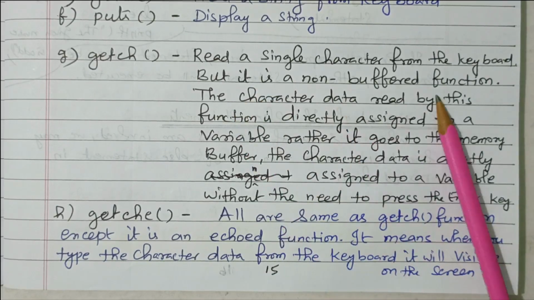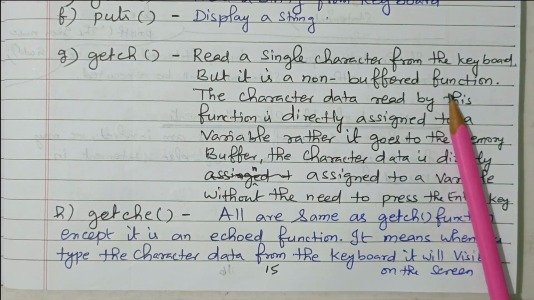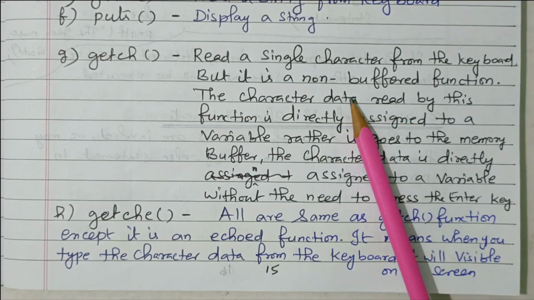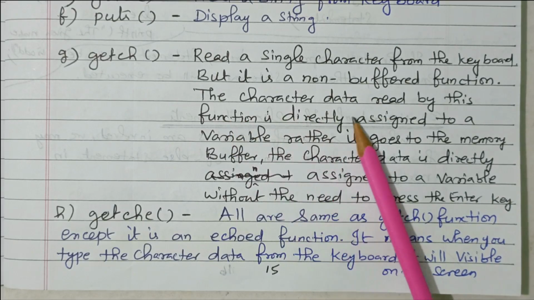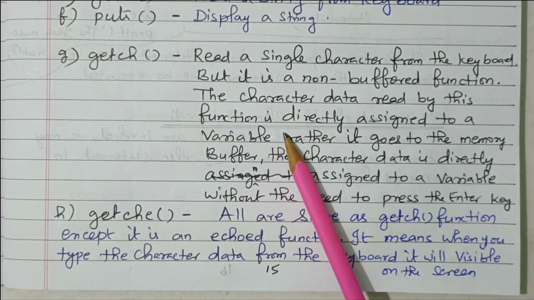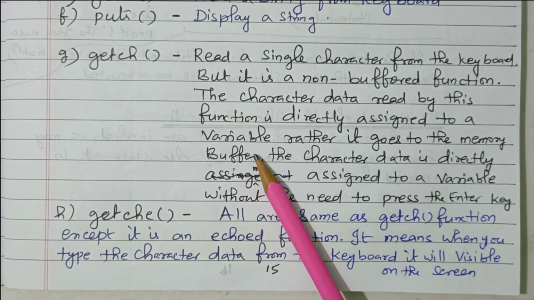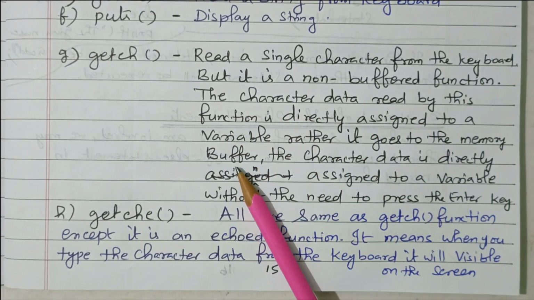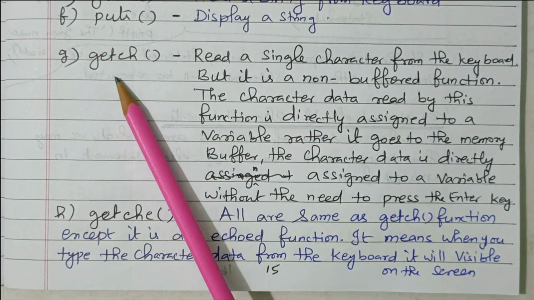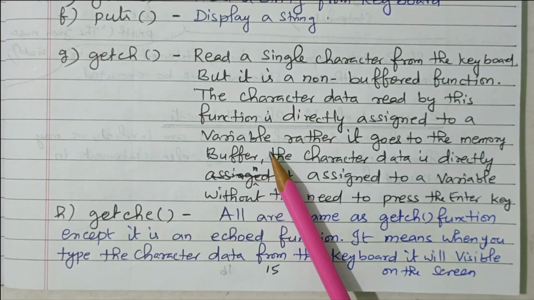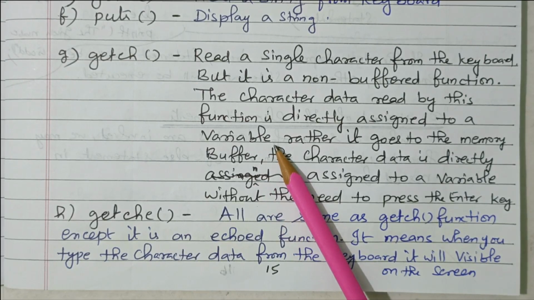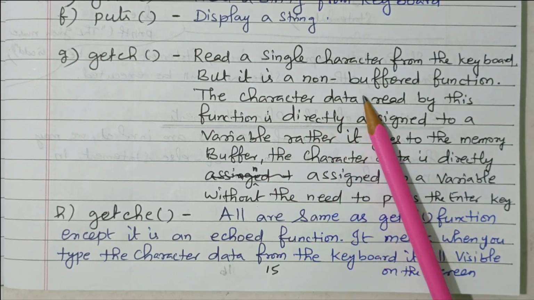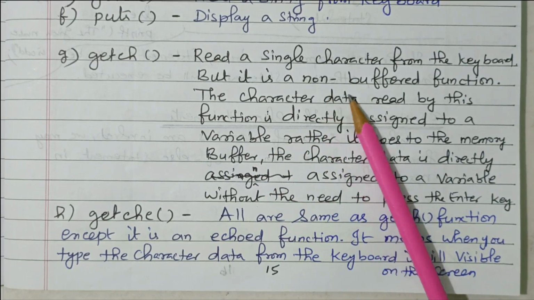It is a non-buffered function. Buffered function means temporarily stored in the memory, but this is not a buffered function. That means the character data read by this function is directly assigned to the variable rather than going to the memory buffer. So getchar and getch both read a single character, but getchar is a buffered function storing temporarily in the memory, while this is a non-buffered function.